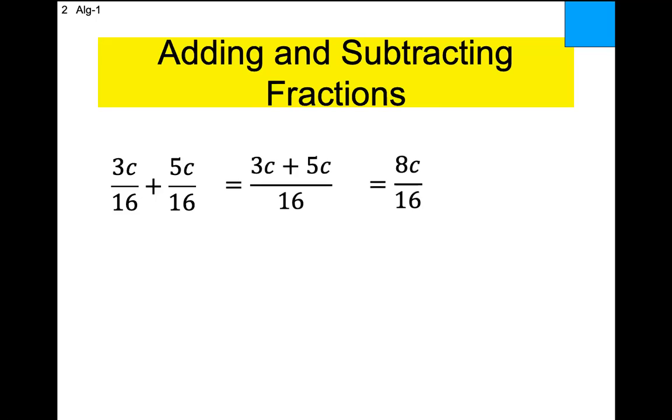Okay, no big deal there, except that that's not the answer. What did he forget? Reduce. He forgot last step is reduce. Oh. What goes into 8 and 16? 8, right? So what's the final answer? C over 2. Okay. So you guys should have been able to do that one all by yourself. That's not a big deal, right?